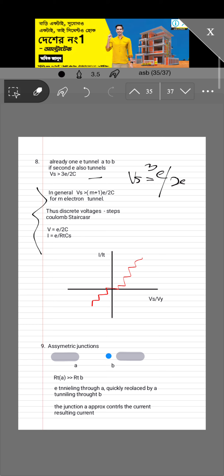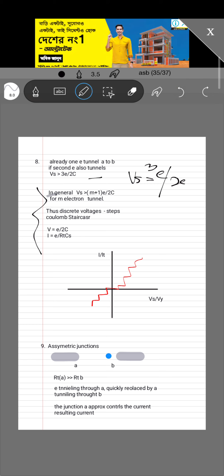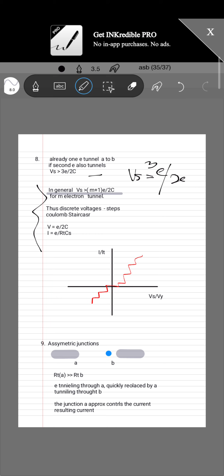So we can have a general formula, because there will be a tunneling of electrons one by one. For the first electron tunneling, the current is e/2C. For the second, it's 3e/2C. So what we observe is that the general formula is Vs = (2M+1)e/2C. If there are 3 electrons being tunneled, it will be 4e/C, and so on and so forth.